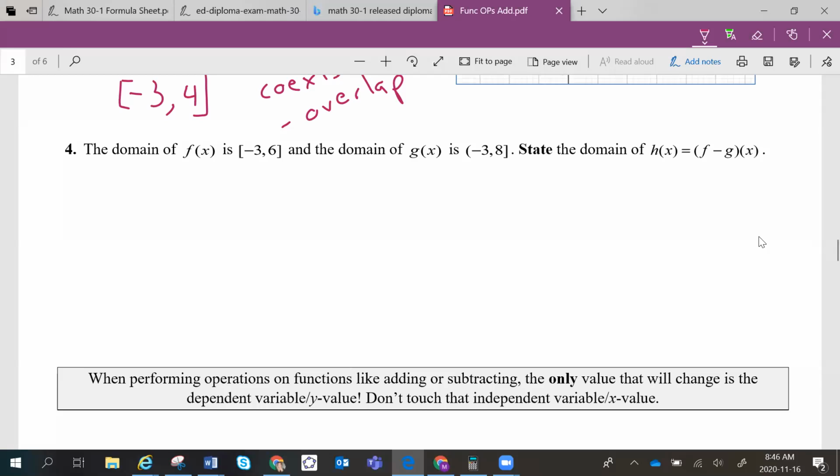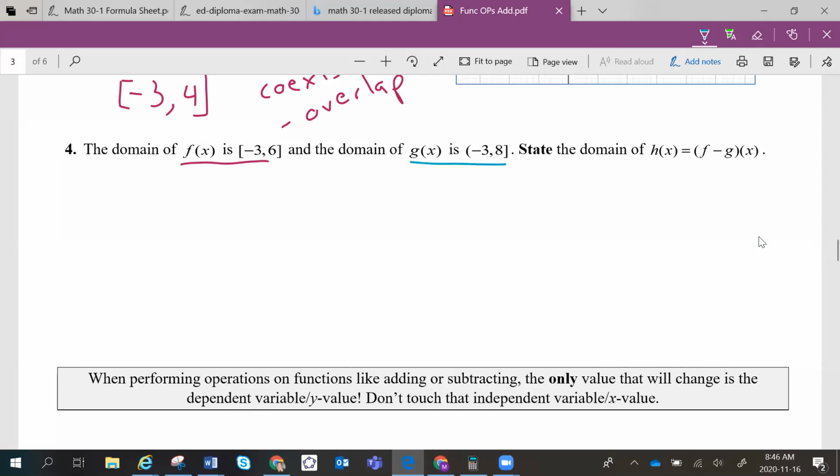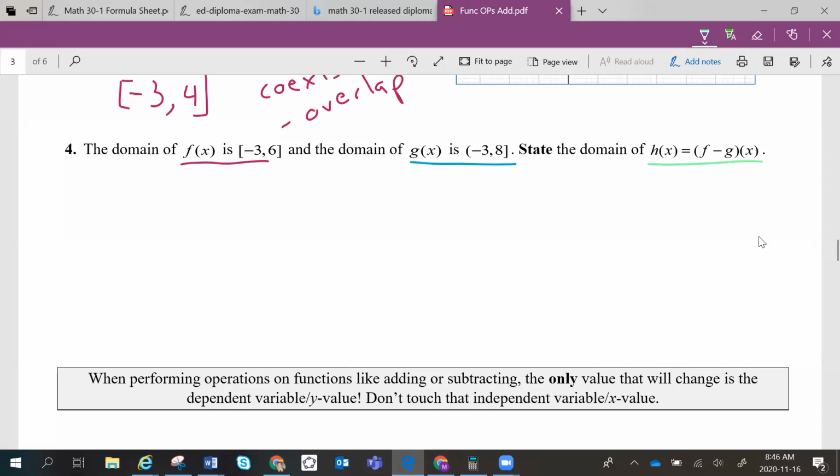All right, last question for the day. It tells me the domain of f at x is this. It tells me the domain of g at x is this. And it says we need to find the domain of our new function, and we're subtracting these two things.